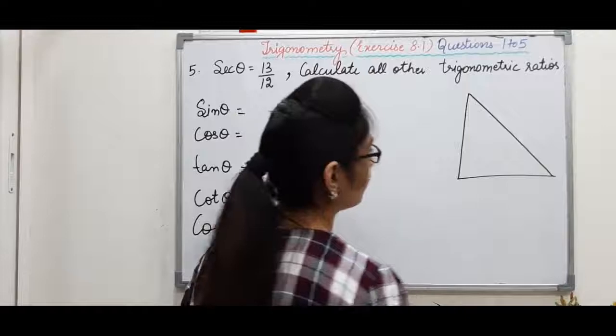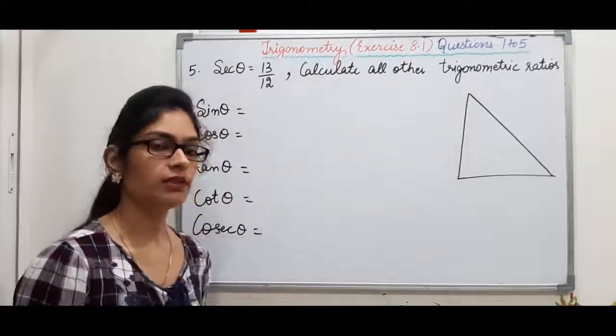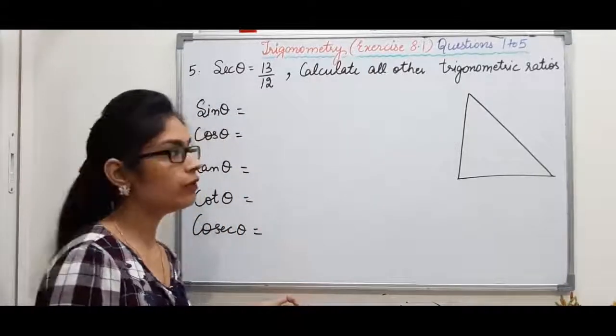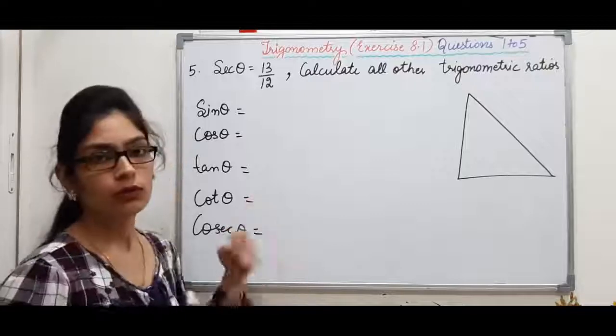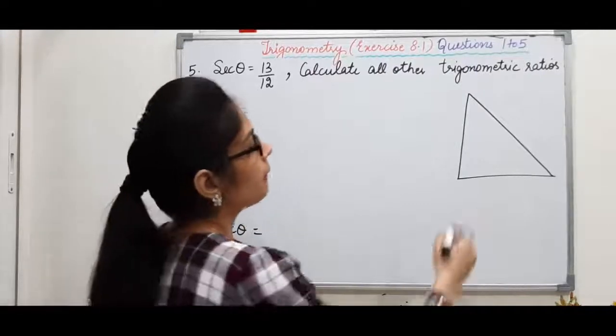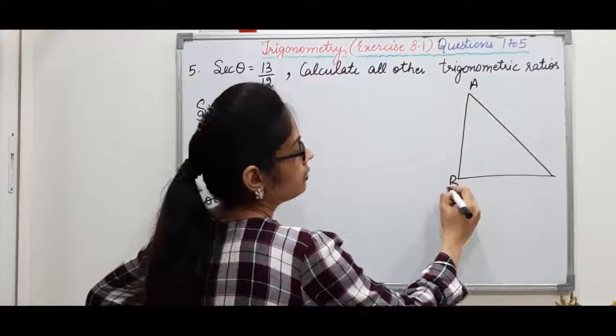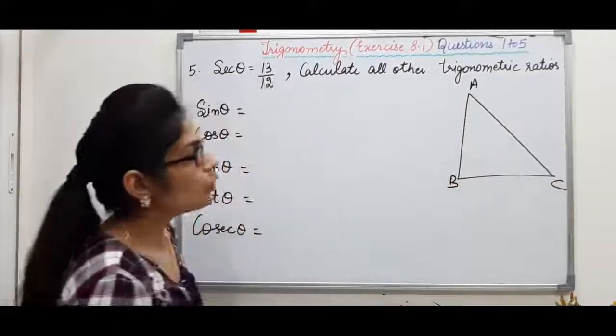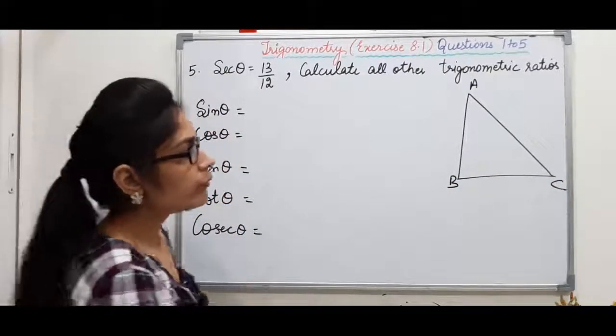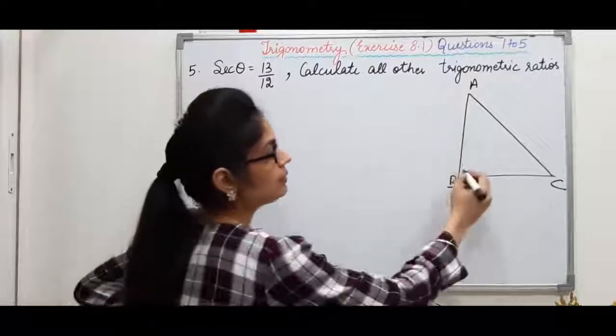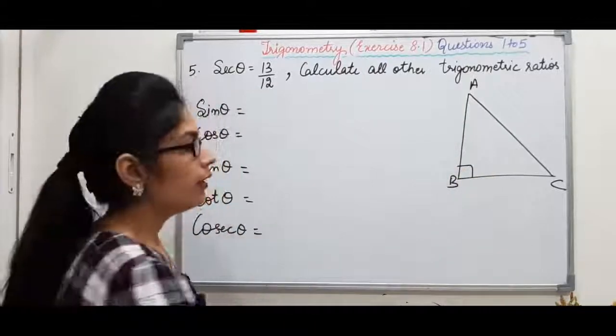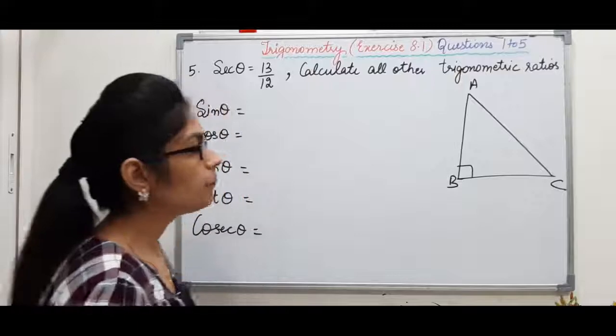This question again is similar to the previous question. Just try to do this question along with me. You can pause the video and do this also along with me, and you can refer to the answer afterwards. In the same way, we will use triangle ABC. This is a right angle triangle, right angle at B.